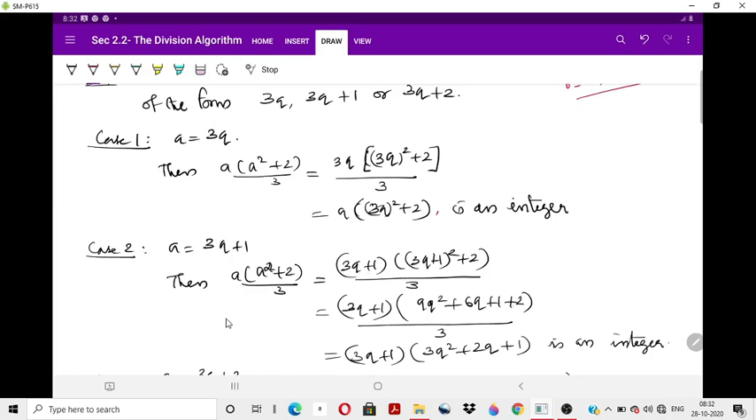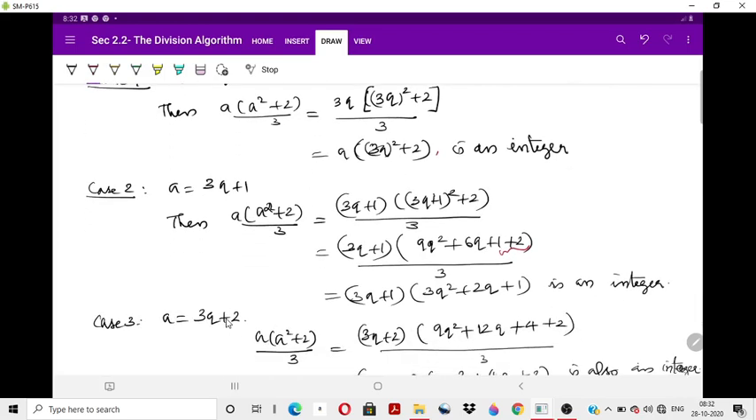From the first factor, 3q plus 1, we can't take 3 outside. But the second factor gives 9q square plus 6q plus 3, which is divisible by 3, so we can take 3 outside. The denominator 3 and that 3 will get cancelled, so we will get this as an integer.